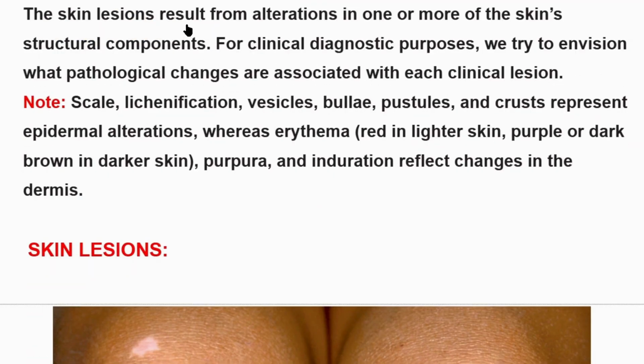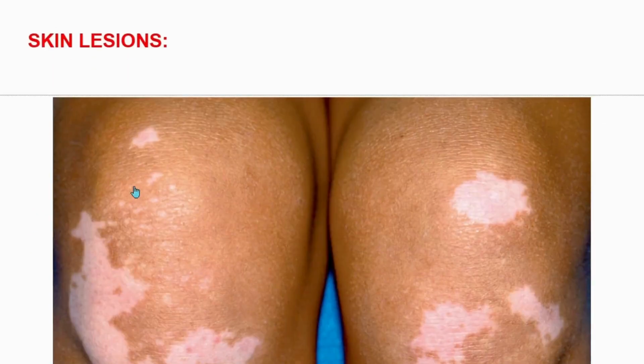The skin lesions result from alterations in one or more of the skin's structural components. For clinical diagnostic purposes, we try to envision what pathological changes are associated with each clinical lesion. Note: scale, lichenification, vesicles, bulla, pustules, and crusts present epidermal alteration, whereas erythema, red in light skin, purple or dark brown in darker skin, purpura and induration reflect change in the dermis.